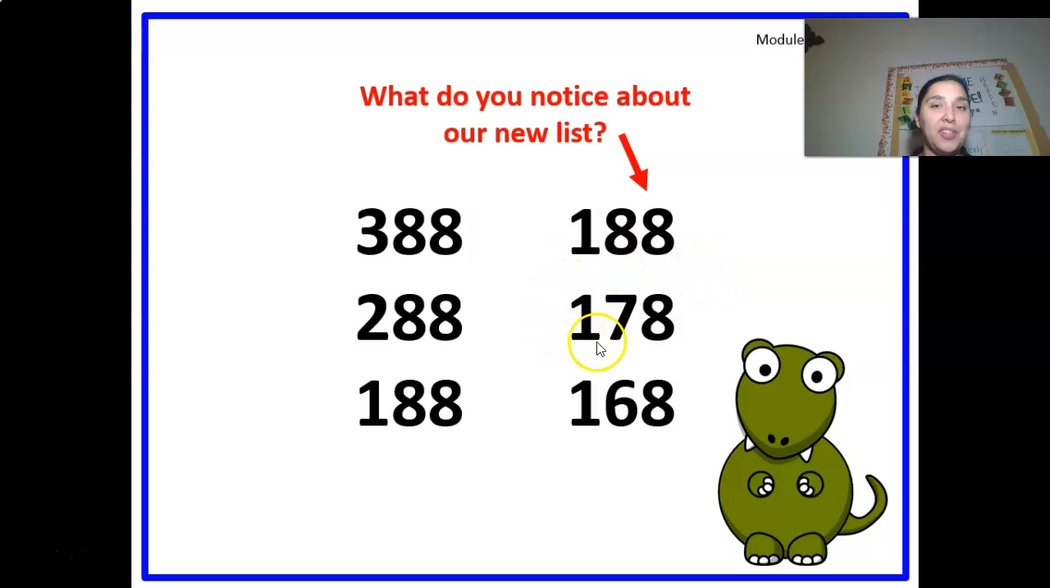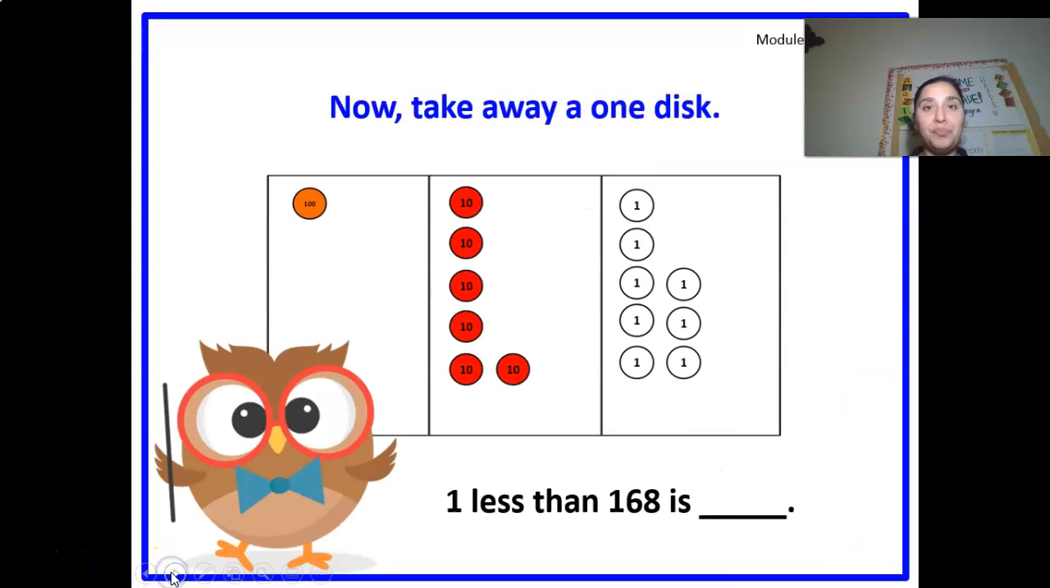188, 178, 168. What do you notice about our new list? Think about it. Yes, the tens are the ones that are changing. We are taking away tens, boys and girls. Look, the ones stay the same. The 100 stays the same. It is the tens, and we're counting by one less.